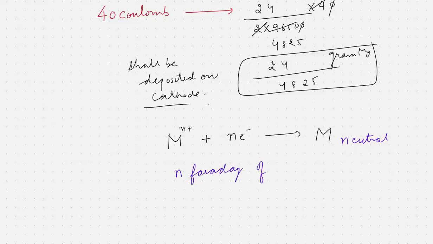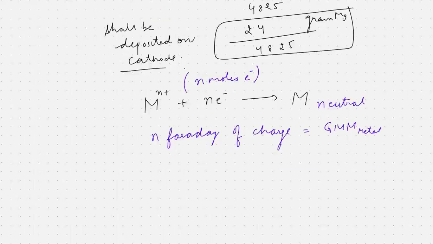N Faradays of charge, because this is n moles of electrons, will deposit the gram molecular mass of the metal, M. Gram molecular mass is the molar mass. So what do we get? One Faraday, which is 96500 coulombs of charge, will deposit GMM of metal. GMM of metal means the molar mass of the metal.